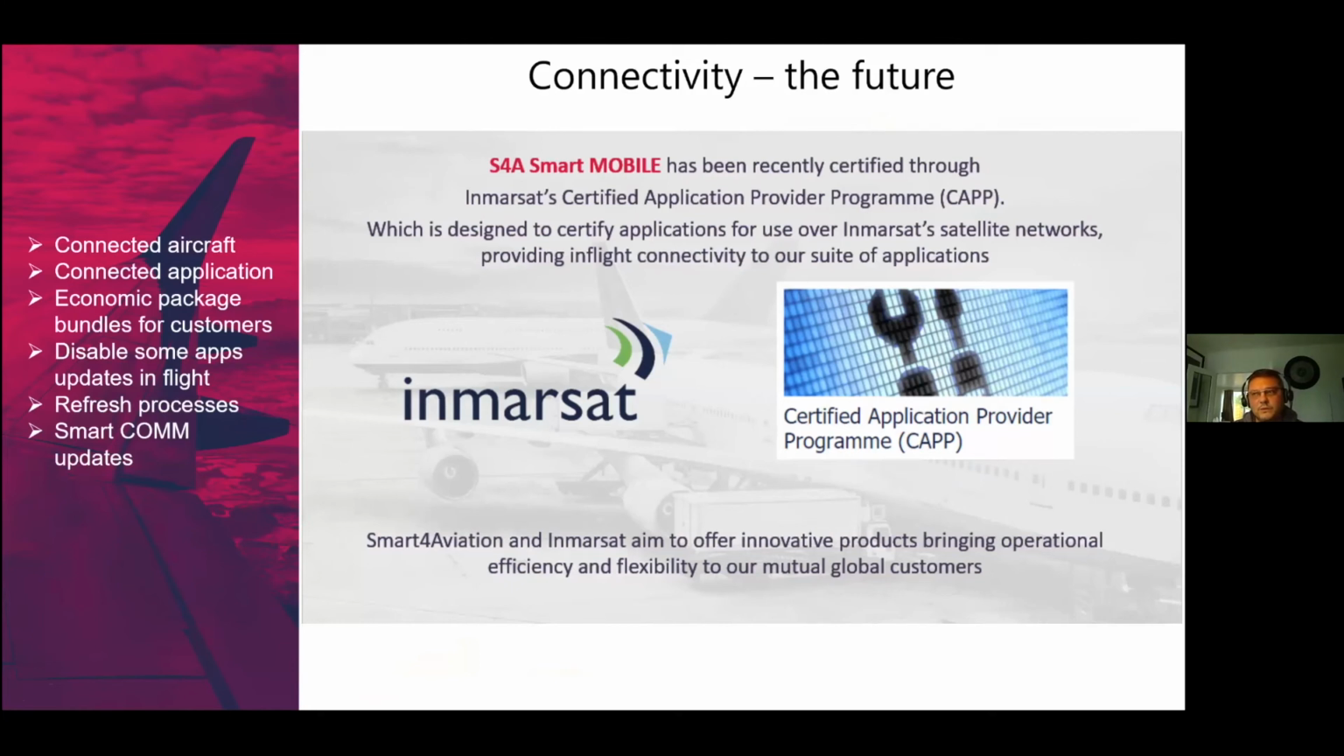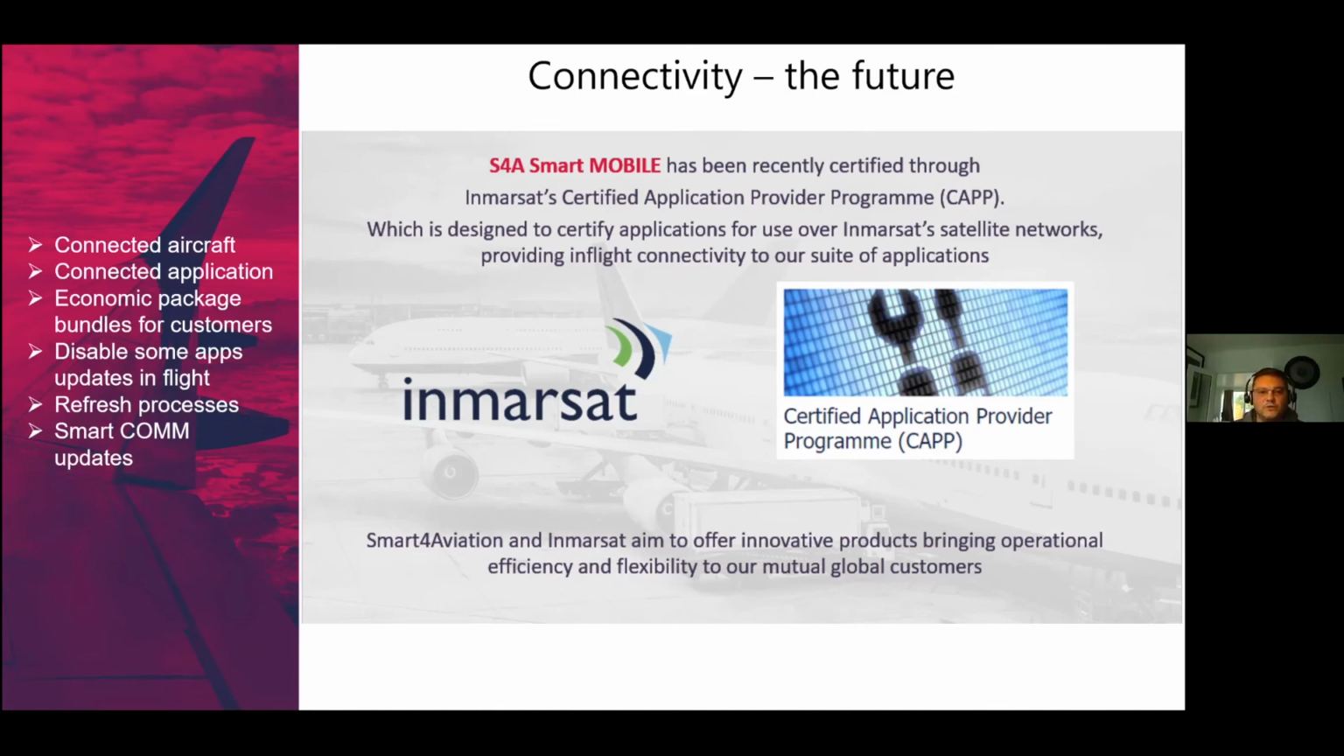So about a year and a half ago now, we at Smart for Aviation recently had our application certified within MySat as part of the CAP program. That's basically designed to certify applications across their satellite networks. And we want to build this in the future in a connected aircraft environment with connected applications, with economic package bundles for our customers. So they only need to get updated what they want to update from an in-flight perspective. We keep the data costs down. We keep the download times at the maximum.